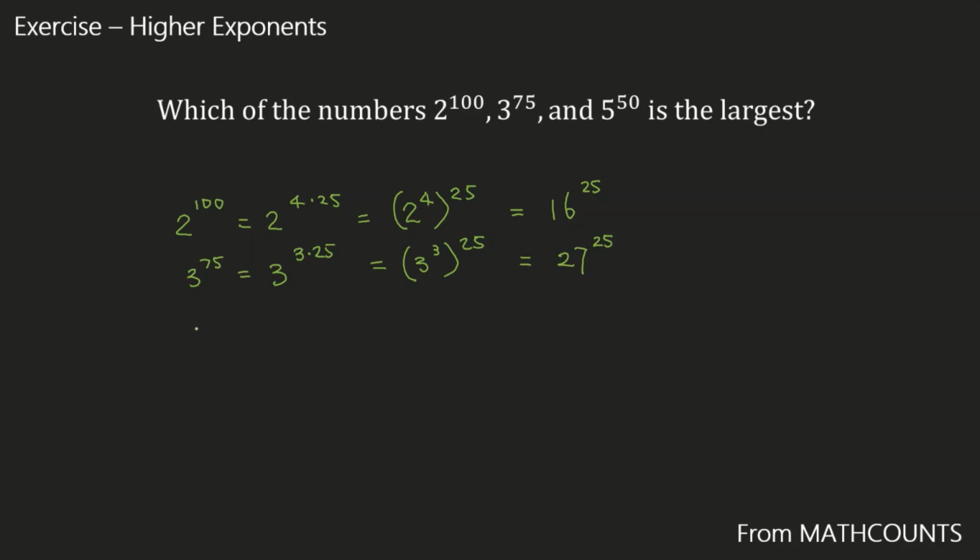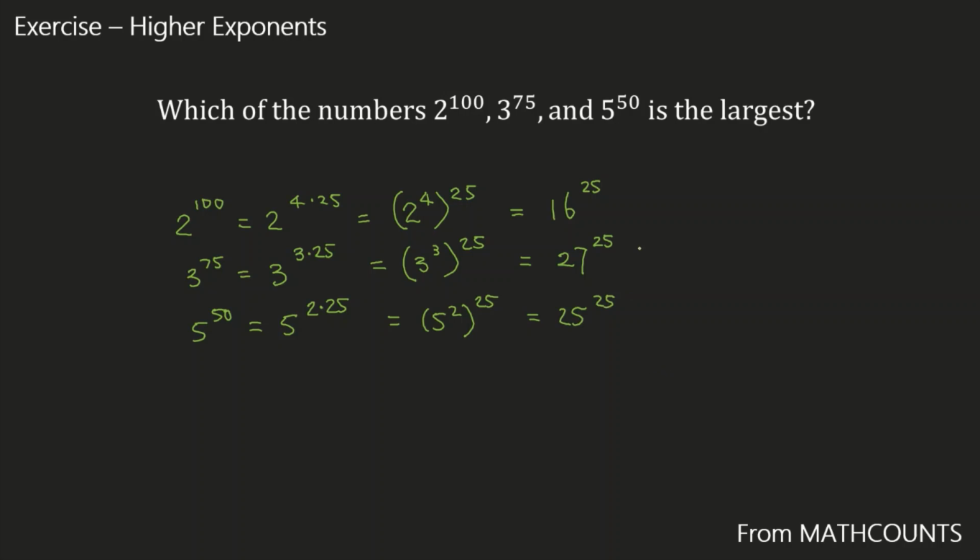Now let's look at our third number, 5 raised to the power of 50. Okay, so that's 5 raised to the power of 2 times 25. So that essentially is 5 squared, this whole thing raised to the power of 25, which is 25 raised to the power of 25.